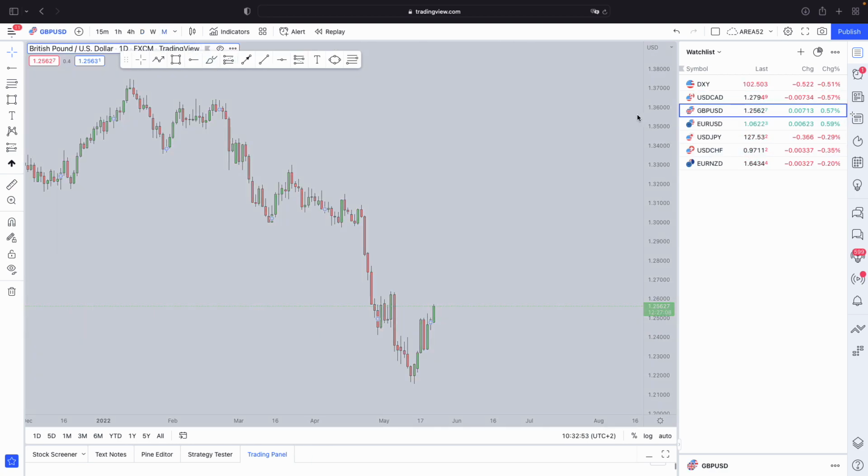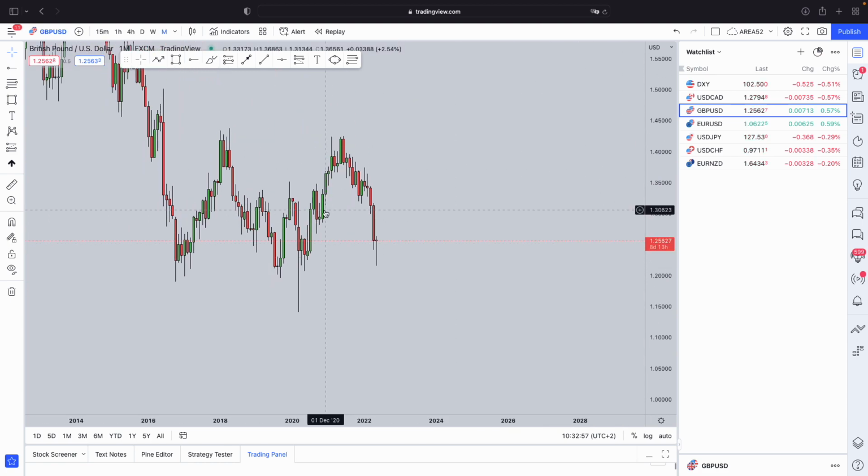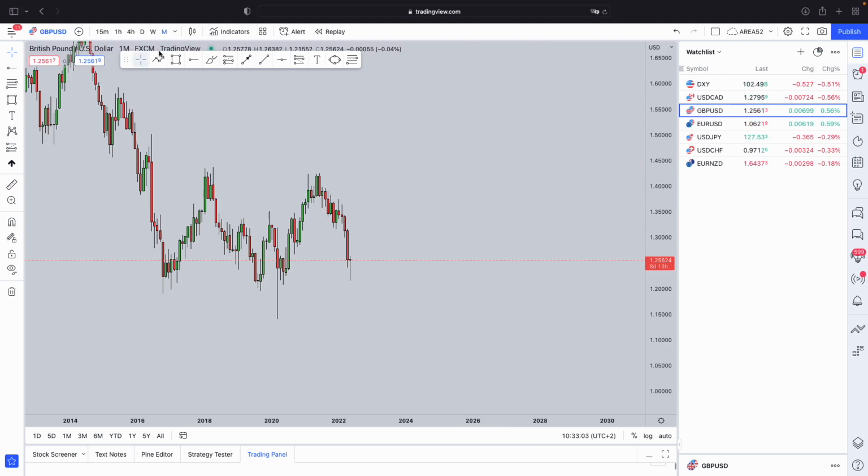Next up, we've got GBPUSD that's been quite struggling this month, and we know that the pound, sorry guys, not the Swiss franc, the pound has got a higher possibility of going into recession there as well.